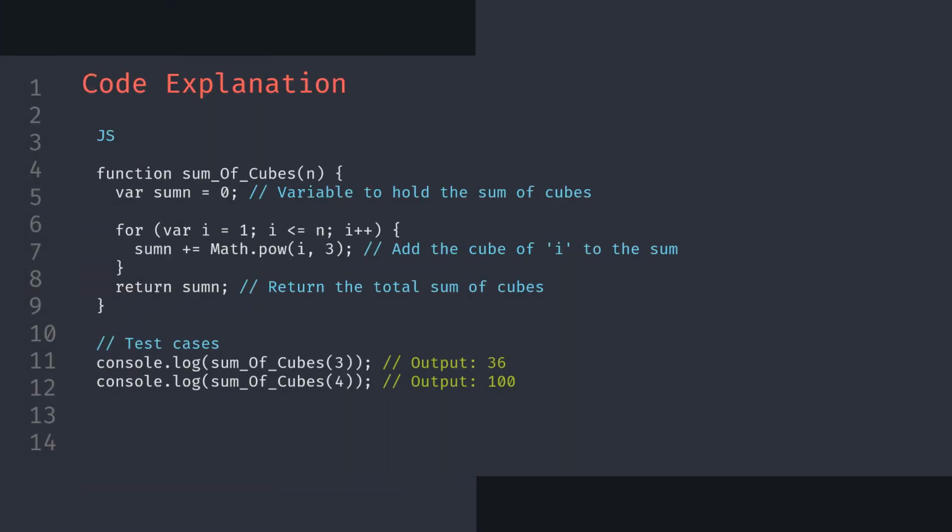Here's the JavaScript code to solve this problem. The function sumOfCubes takes an input n and initializes a variable sumN to 0, which will hold the sum of cubes. It uses a for loop to iterate from 1 to n. Inside the loop, we use Math.pow(i, 3) to calculate the cube of the current number i and add it to sumN. Once the loop completes, the function returns the total sum of cubes stored in sumN. For example, when n is 3, the loop calculates 1 cubed plus 2 cubed plus 3 cubed, resulting in 36.